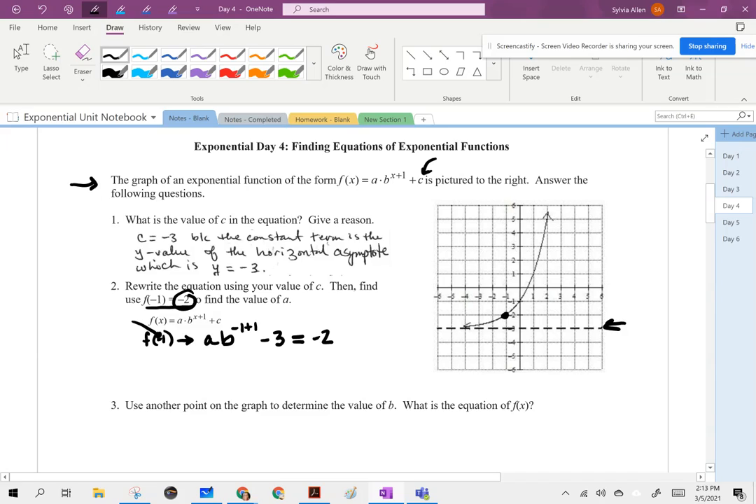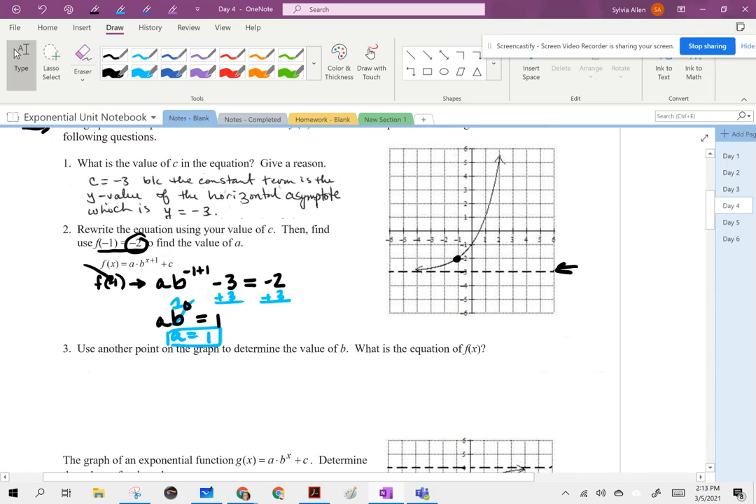And now I'm just going to perform some algebra calculations and solve for A. So the first thing I'm going to do is add 3. And then I am going to simplify. I've got A times B to the 0 power, and that is equal to 1. Now, what do we know about b to the first power? B to the first power is just 1. So we end up getting A is equal to 1.